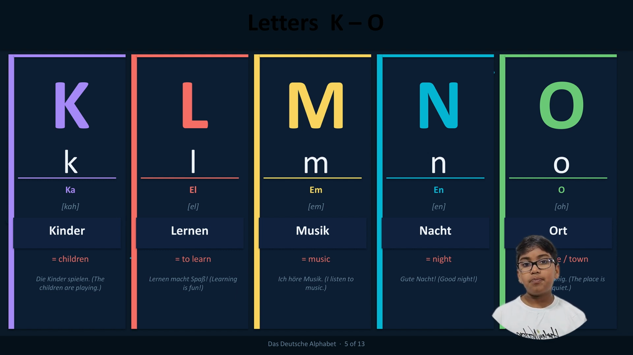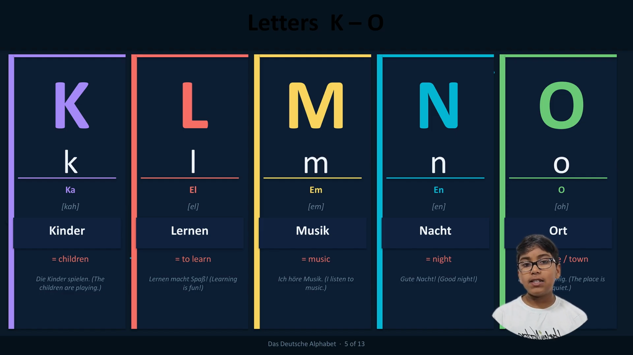Gute Nacht. O, pronounced O, like the O in the English word more. The example word is Ort. Say it. Ort. It means place or town. Der Ort ist ruhig. The place is quiet. You are getting really good at this.